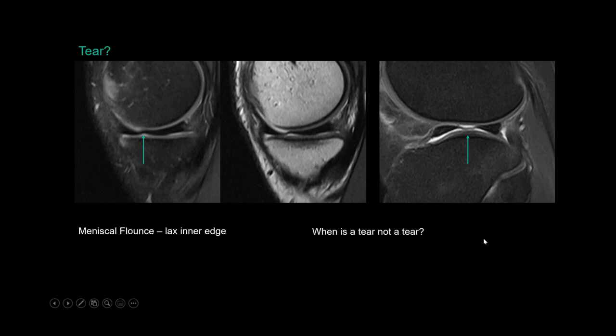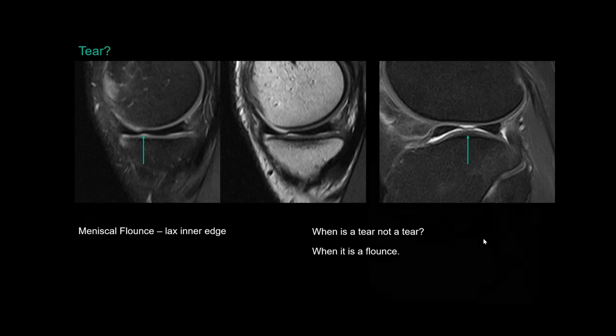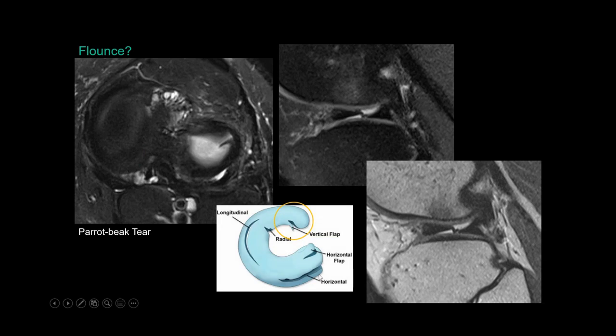So this leads to the question, when is it a tear, not a tear? The answer is when it is flounce. But is this a flounce? No, actually. So this is a parrot-beak type of tear. So you can see it's a lot more wavy than you expect for a meniscal flounce. And if you look on the axial, you can see the parrot-beak obliquity of the tear within the inner edge of the meniscus. So when it's a flounce, not a flounce, basically when it's a tear.